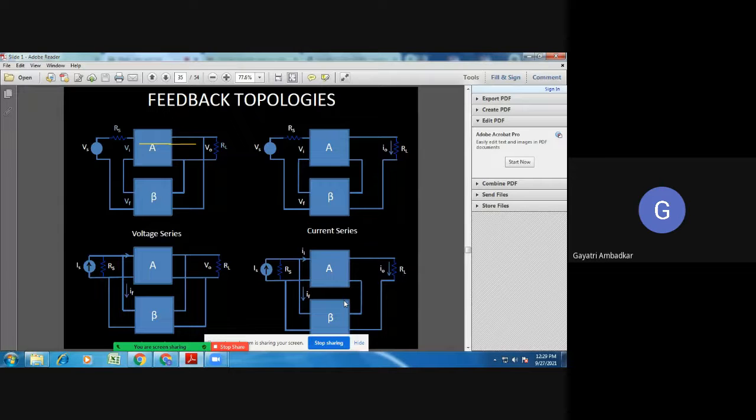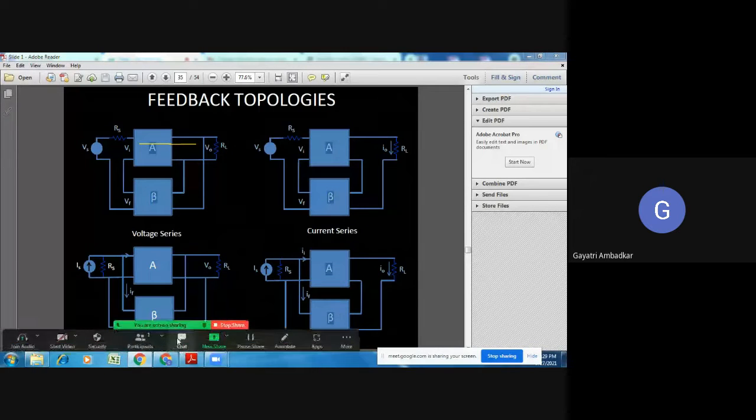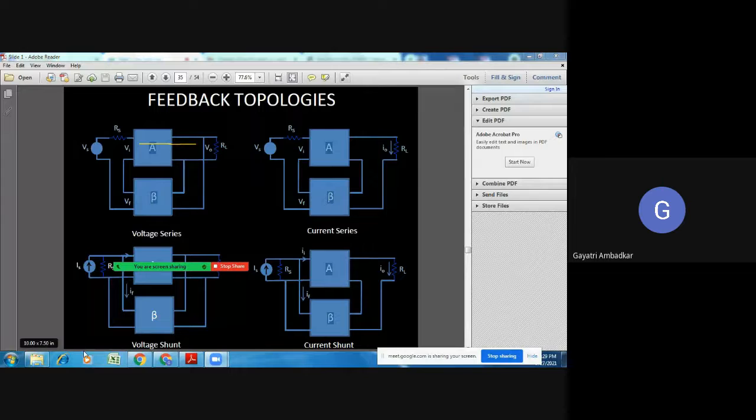First of all, we learned four amplifiers, na? Voltage amplifier, current amplifier, transconductance amplifier, and transresistance amplifier. Do you remember? Then these are the feedback topologies. When I say voltage series amplifier, which amplifier is this? It is nothing but a voltage amplifier. This is current series, this is current shunt, and this is voltage shunt. The basic types of amplifier are voltage amplifier, current amplifier, transconductance, and transresistance amplifier.